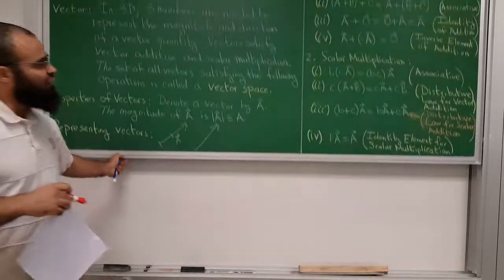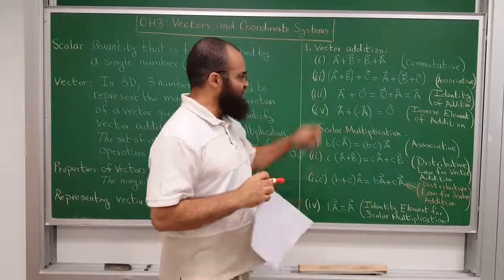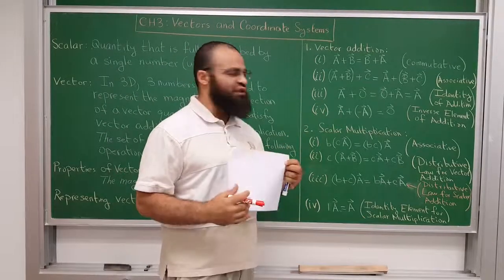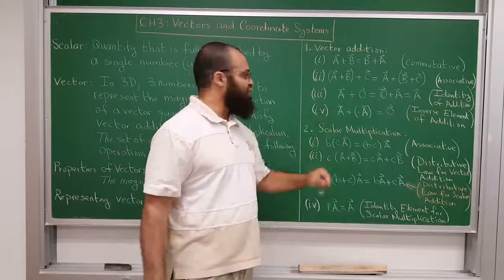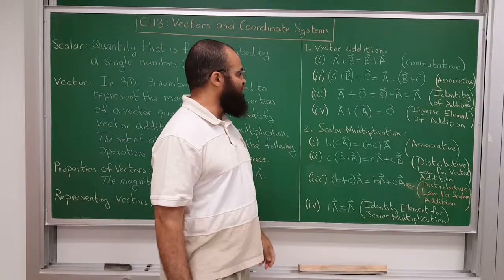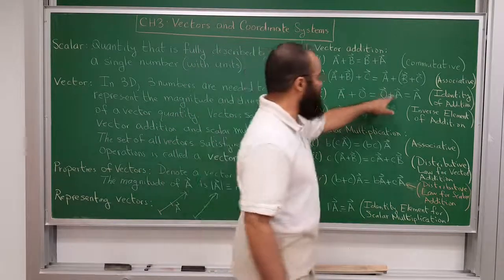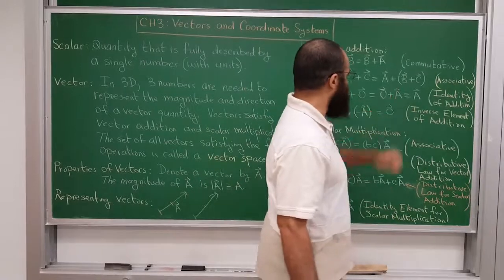So this is qualitative. This one here says there exists an element, and it's unique. And it's called the identity of addition. It's a zero vector. It's a vector that has zero size. So there is a zero vector such that A plus the zero vector is equal to 0 plus A because it's commutative, and it's equal to A.